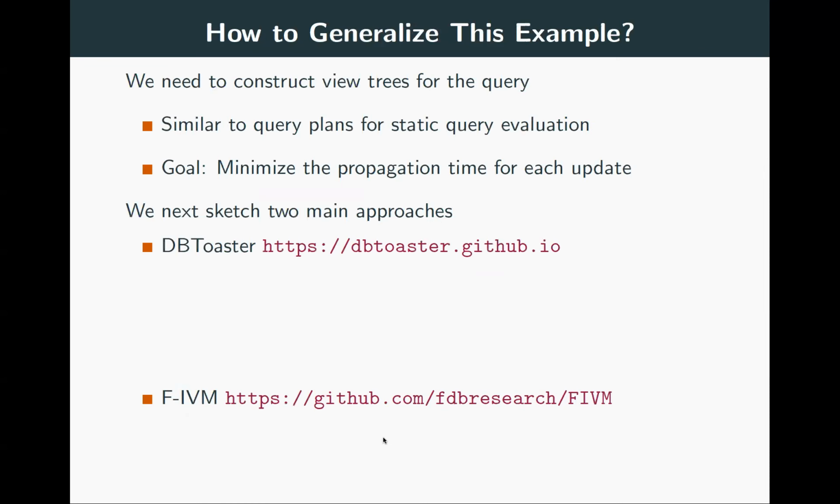And now the question is, okay, how can we generalize this example? So basically, we have to construct these view trees, which was the point raised by Grace. But this is very similar to query plans for static query evaluation. In general, for acyclic queries, it's a bit harder, but if you take general conjunctive queries, you want to find a good query plan, right?